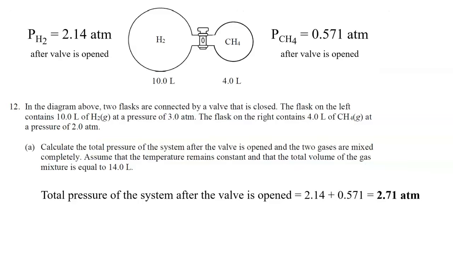So the correct answer to part A, the total pressure of the system after the valve is opened, is 2.14 plus 0.571, and that gives us a value of 2.71 atmospheres. I just rounded off my answer to 2 decimal places for this answer. So when you're adding two different values together, the rules for rounding would be that you go with the least number of decimal places. So 2.71 atmospheres, that's the answer to part A.